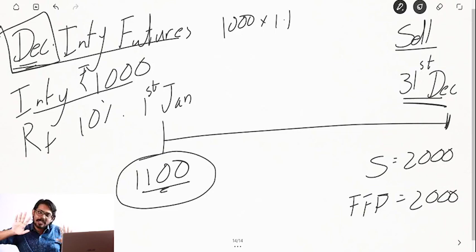Futures is a mix between an actual asset and a contract. Actual asset means you would have to pay today. Futures is only a contract, so you don't have to pay today. When you're buying futures, understand that you don't have to pay, although I use the term very liberally.